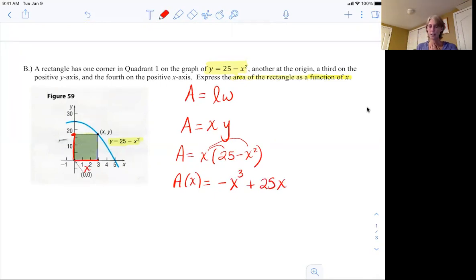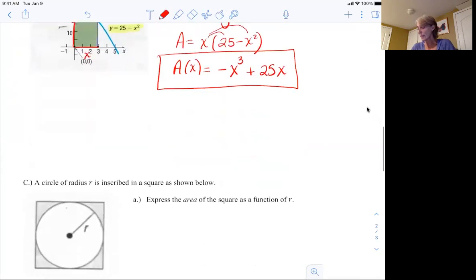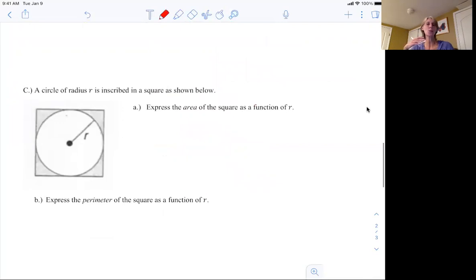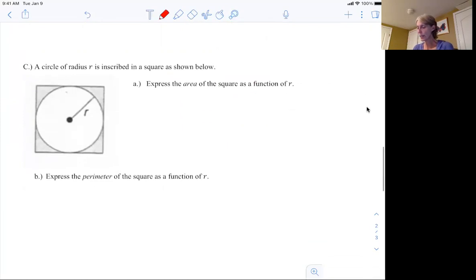I like to write it in standard form. I always like to have the highest power first and go down by powers. Again, this is only because it's going to help you in the future. So basically that's what this topic is. We're going to take a given situation and look to see what they're asking us to write the area for. In our last example today, a circle of radius r is inscribed in a square as shown below. Express the area of the square as a function of r.